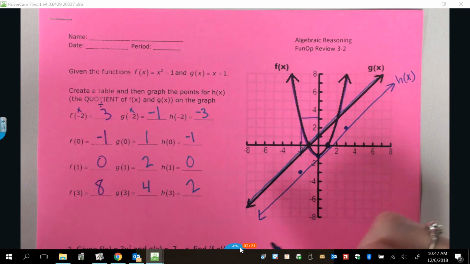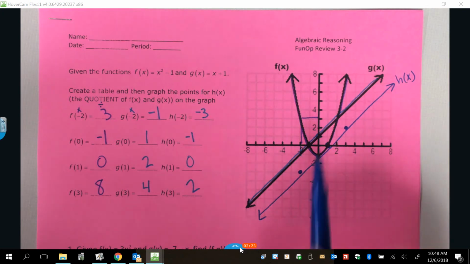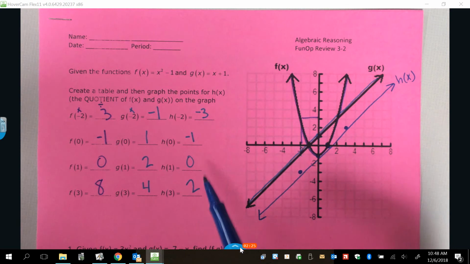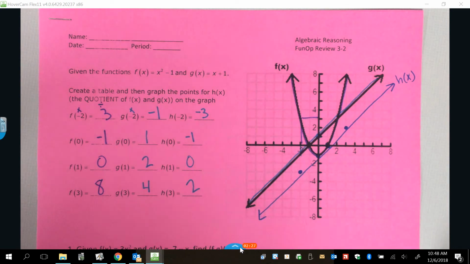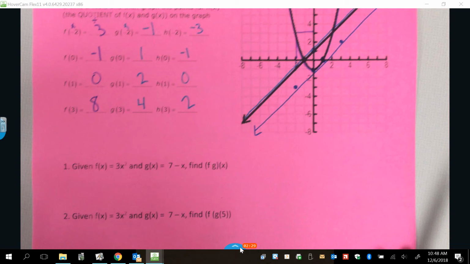Okay, so that's how you do the table, and that's how you do the graph. And you will do a table on your test and a graph on your test. Okay, so let's keep going.